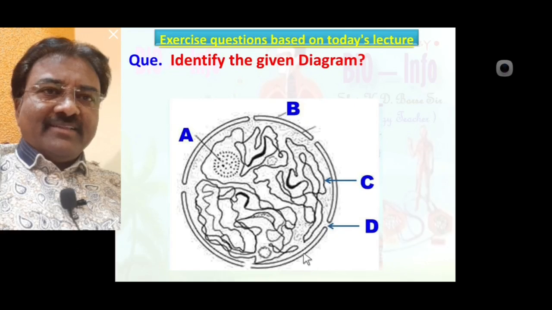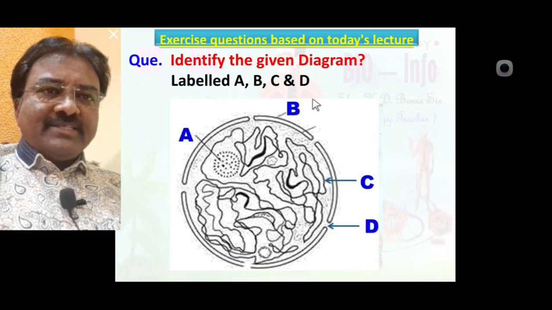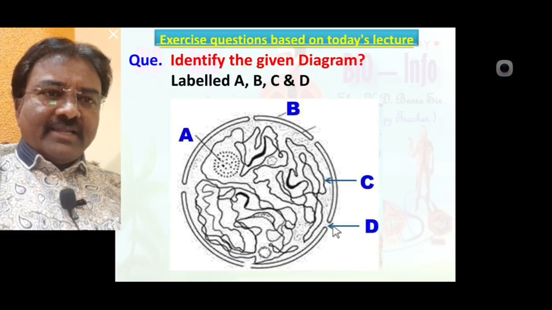Identify the given diagram. Yes, this diagram is known as nucleus, labeled A, B, C, D. Yes, A means nucleolus, B nuclear envelope, C chromatin network, and D nuclear pore.